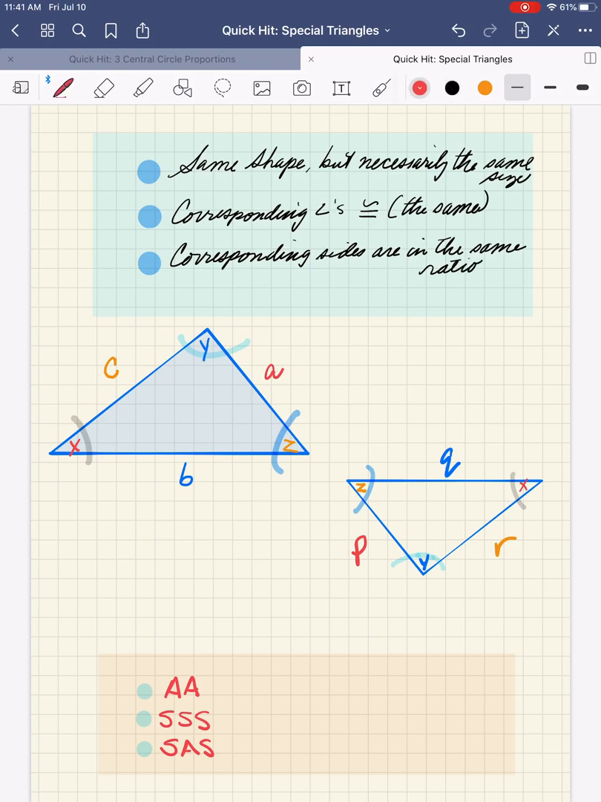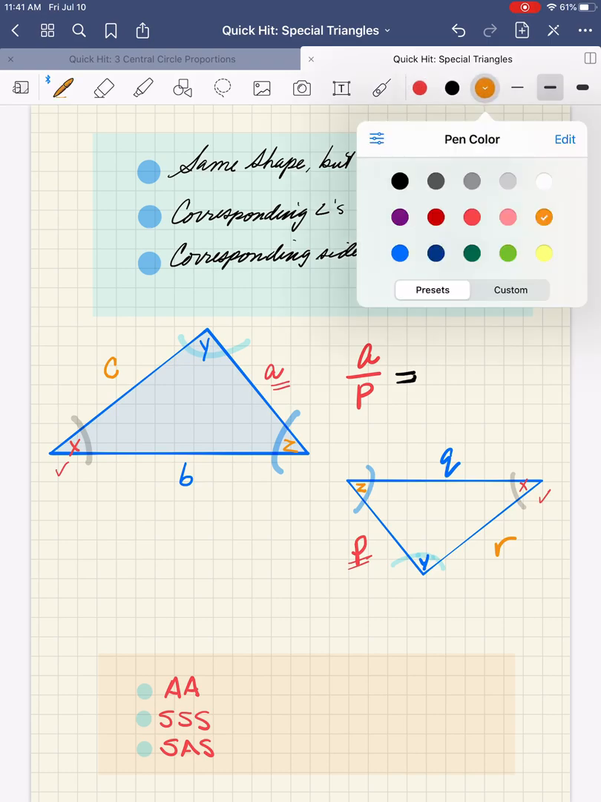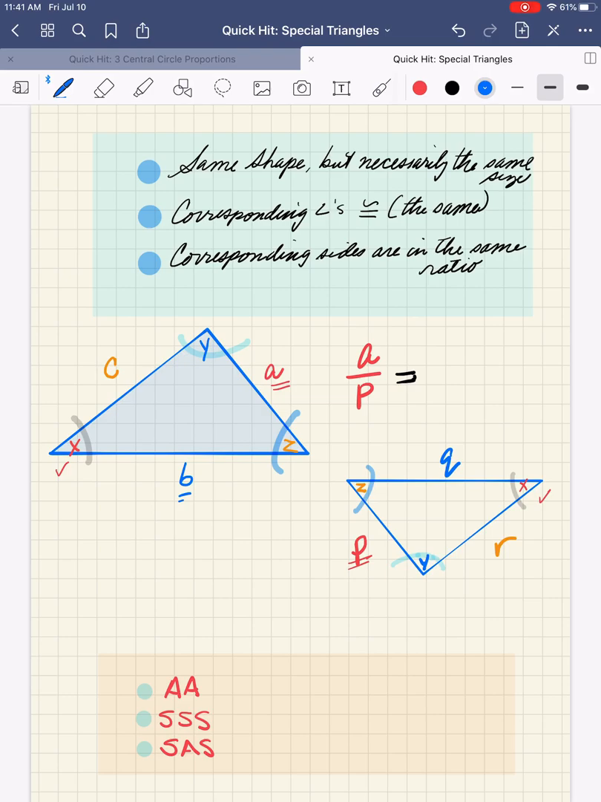So if we sketched up, notice here that A is opposite the X here. That's going to be in the same proportional relationship as P, which is opposite the X here. So I could write A over P is going to be equal to B, which is opposite the Y, over Q, which is opposite the Y in the smaller one, which is going to be the same deal as C over, which is opposite Z here, over R, which is opposite Z in the corresponding triangle.